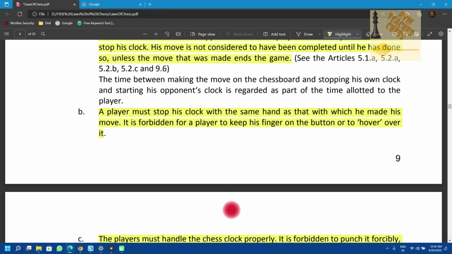Okay, and vice versa. It is forbidden for a player to keep his finger on the button or to hover over it, which means you cannot keep your fingers on the clock and prevent your opponent from pressing from the other end. So no such mischievous things. Once you have pressed the clock, put your hand away from the clock and wait for your opponent's next turn.